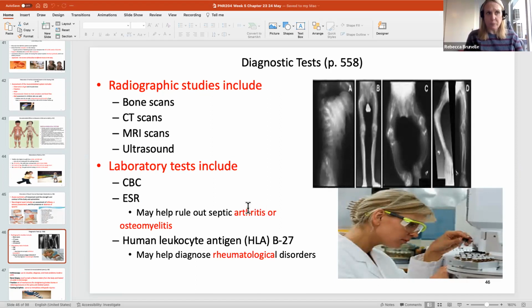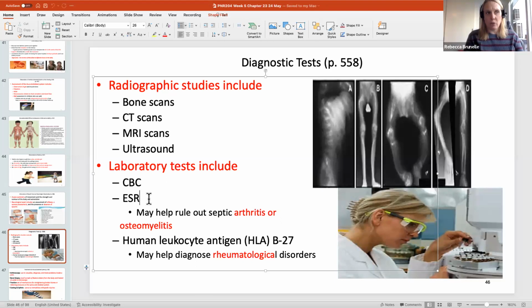So for rheumatoid arthritis or juvenile arthritis and osteomyelitis, you would probably do both of these, which is the complete blood count and the erythrocyte sedimentation rate. The ESR looks at generalized inflammation, and with a CBC, you would primarily be looking at the white cell count to gauge infection. And then this HLA antigen test is sometimes sent if you're worried about an autoimmune or rheumatological disorder.